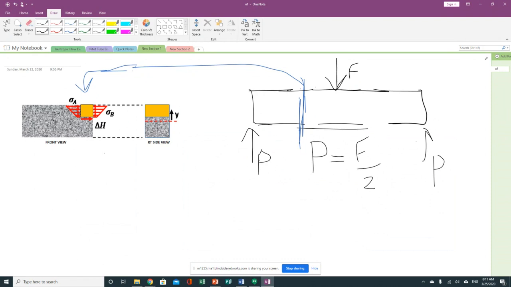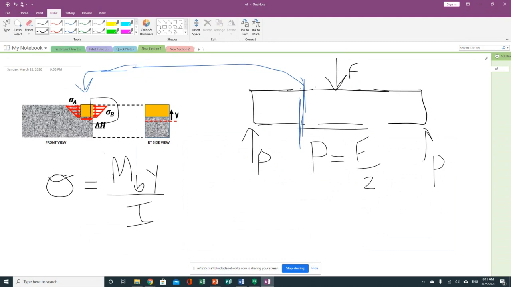Okay. Well, hang on. Let's just look at sigma B now. Why is sigma B distributed like a triangle? I don't know. That's a good question, Marcus. What's the expression for bending stress again? It's M_b times y over the second moment of area.